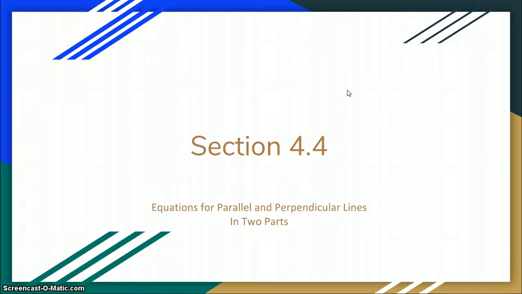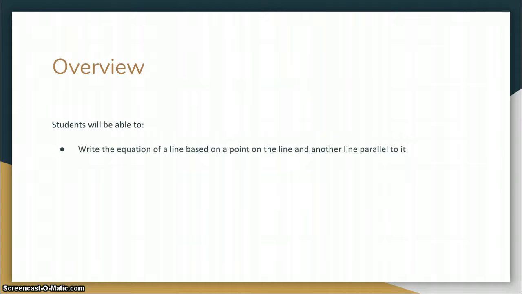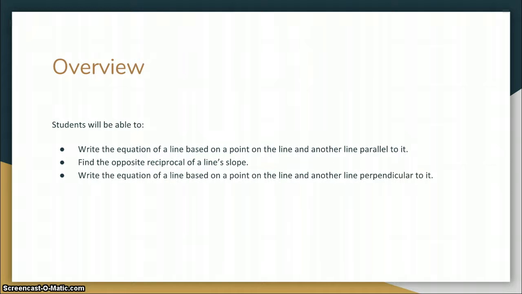This video is going to be split up into two parts. First, equations for parallel lines, and then equations for perpendicular lines. Our goal for after this video is that you should be able to write an equation of a line based on a point on that line and another line that's parallel to it, and then also use the opposite reciprocal of one line's slope to find another line, based on its point and the former line, that is now perpendicular to it. We'll go over that in more detail in the second video, but for now we'll focus on just finding lines that are parallel.